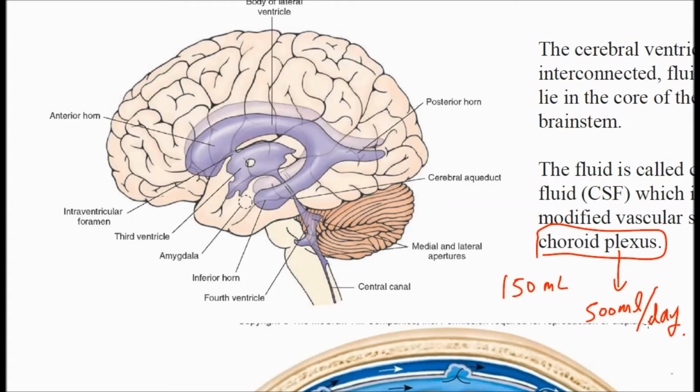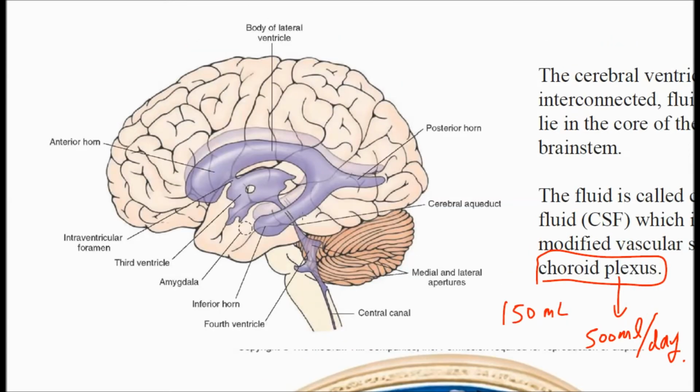So if you think about this, if you don't drain the cerebrospinal fluid, it will just accumulate and push all the neural structures outwards, increasing the intracranial pressure. So you should also think about the circulation and the drainage of this cerebrospinal fluid. Before we discuss the circulation, let's just label those structures.